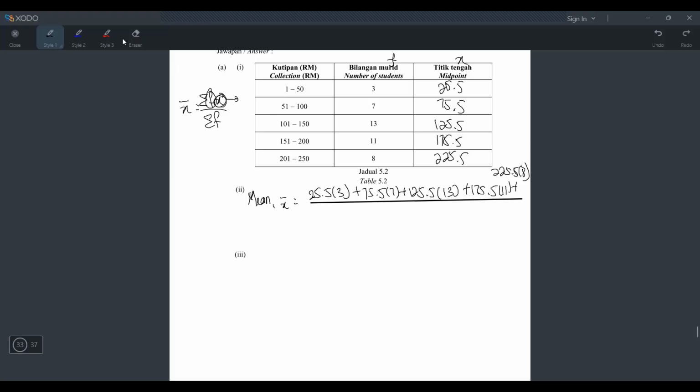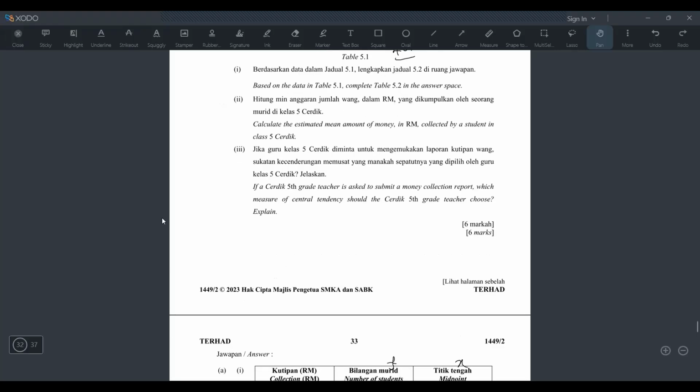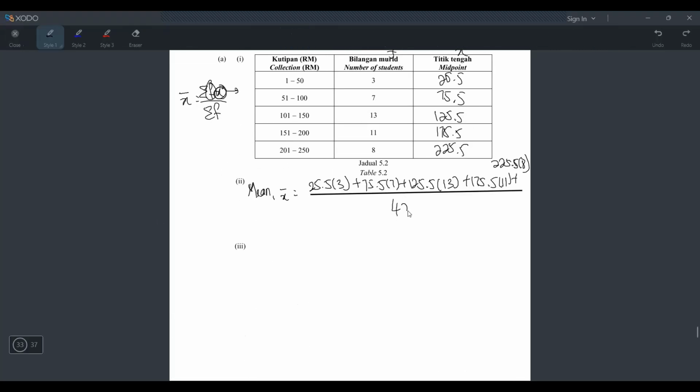Okay, now for my total frequency, I think it's 42 because they mentioned just now already. Yeah, 42. Or you can add everything here again, you will get the same. Okay, now let's press our calculator. 25.5 times 3 plus 75.5 times 7 plus 125.5 times 13 plus 175.5 times 11 plus 225.5 times 8. 5971, divide 42. And then we press again. Okay, 142.17 or 853/6.